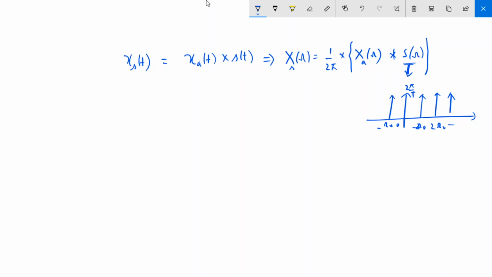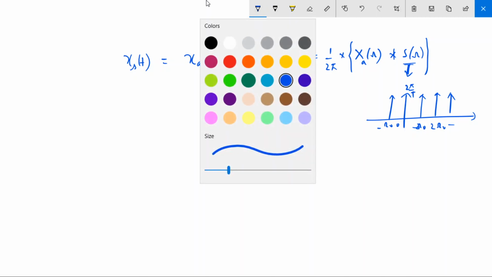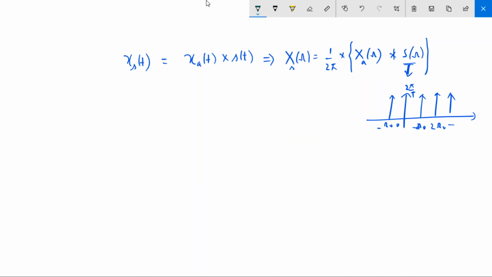Now when you find the convolution of these two signals, what will you get? First you must know what is the spectrum of this analog signal. Suppose I take, as a general example, a spectrum like this, in which this signal has a bandwidth limited between minus omega_m and omega_m. It means beyond omega_m there is no frequency. Okay, this is the maximum possible frequency in the analog signal.